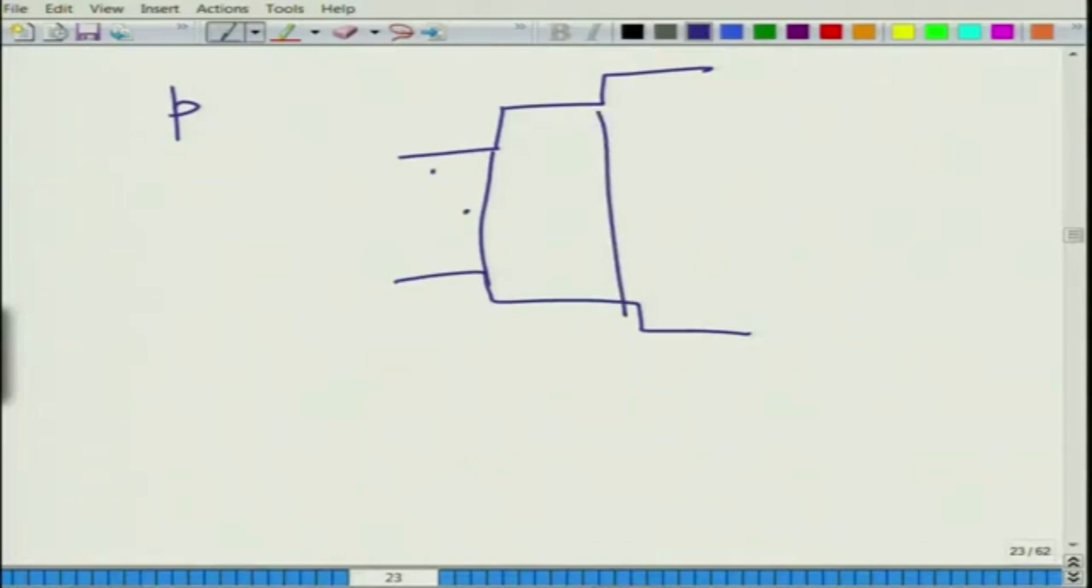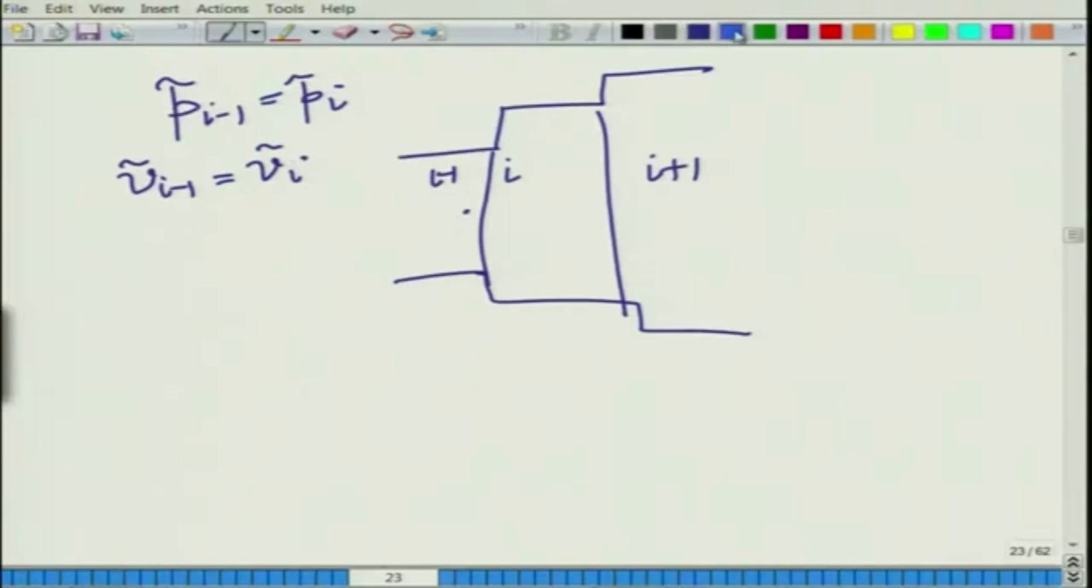So, let us introduce, say, segments I minus 1, I and I plus 1. At this point, the acoustic pressure P of I minus 1 is equal to P at I, and the mass velocity is the same, V I minus 1 is equal to V I. That is, whatever mass goes here is going here.